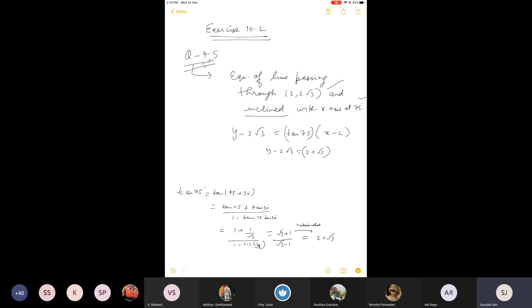If you want, you can leave it here, or you can further solve it: y minus 2 root 3 equals (2 plus root 3) multiplied with x. Now multiply minus 2 also with this number. So this will come out minus 2, minus 4, minus 2 root 3. This gets cancelled. If you want, you can write it in the general form: (2 plus root 3)x minus y minus 4 equals 0. This is the final answer.